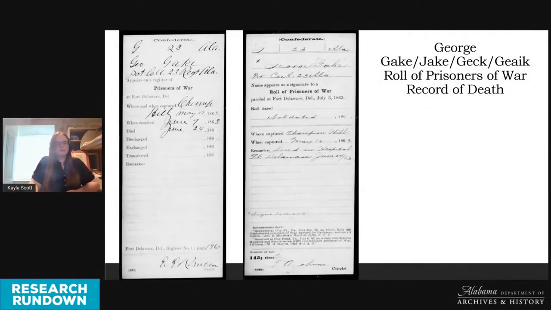Many soldiers were not as fortunate as Mr. Couch and were unable to make it out of the war alive. George Geck was one such soldier who died during the war. On the record to the left, you will note that he is a prisoner of war at Fort Delaware, Delaware. He was captured at Champion Hill May 17, 1863, arrived at the prison on June 9, 1863, and died June 24th. The record to the left indicates that he was captured on May 16th, one day before the other record is dated. The record also notes in the remarks section that he died in hospital at Fort Delaware on June 24th, 1863.